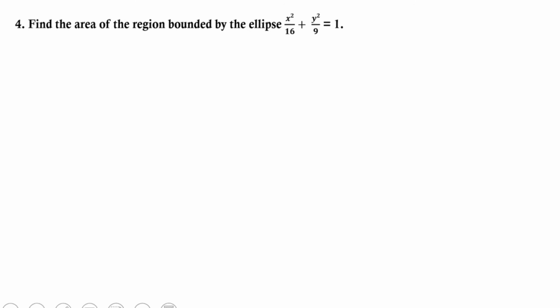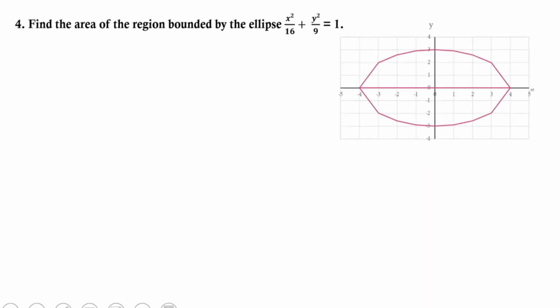Next one, find the area of the region bounded by the ellipse x square by 16 plus y square by 9 is equal to 1. So you can draw the ellipse. We have to find the area of the region bounded by the ellipse, that is, this whole part we have to find. The area of this whole part is nothing but 4 times the area of this part. That is 4 times the area of OABO.